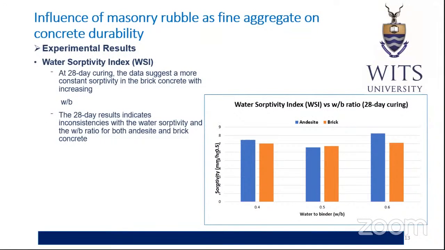At 28 days of curing, the data suggests a more constant sorptivity in the brick concrete with water to binder ratio, but with higher water sorptivity index compared to the 1 day curing, whereas andesite concrete shows a different sorptivity that fails to correlate with the water to binder ratio. The 0.4 water to binder ratio again comes across as the anomaly in the results displayed. This creates inconsistencies in the results which limit us from determining the durability indices and thus prevents us from comparing the quality of the andesite concrete with that of the brick concrete.